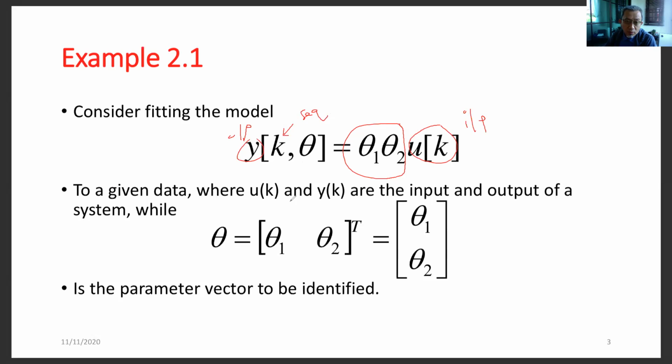So given data where u(k) and y(k) are the input and output of the system, theta is equal to theta 1, theta 2 to the power of capital T, meaning a transpose sign. Transpose means we interchange the row into a column vector. So this one is considered as a row matrix, and this one is considered as a column matrix. So this is the parameter vector to be identified, which is theta.